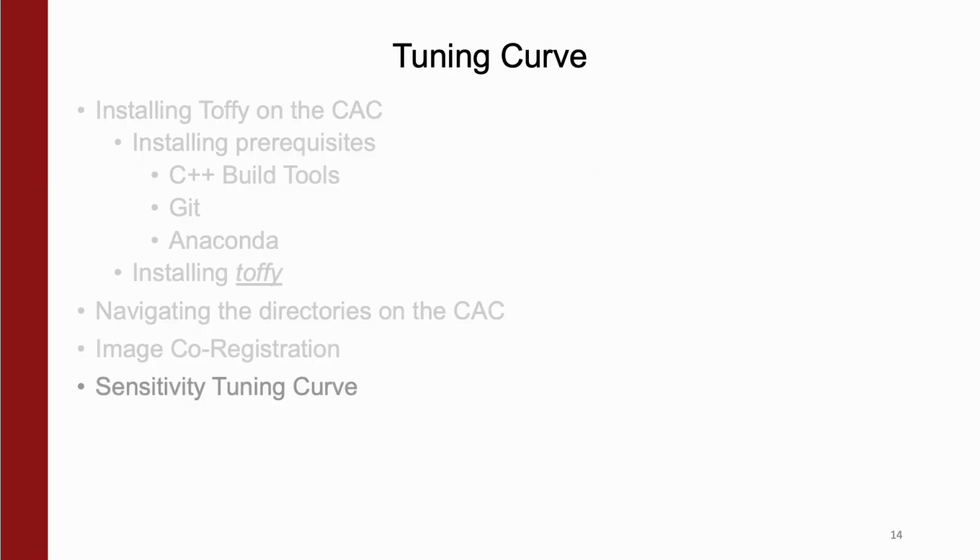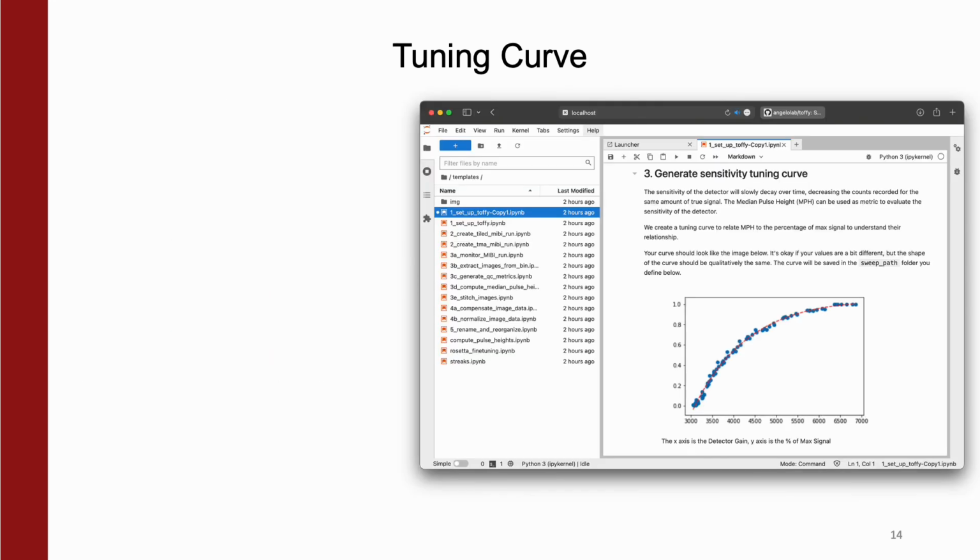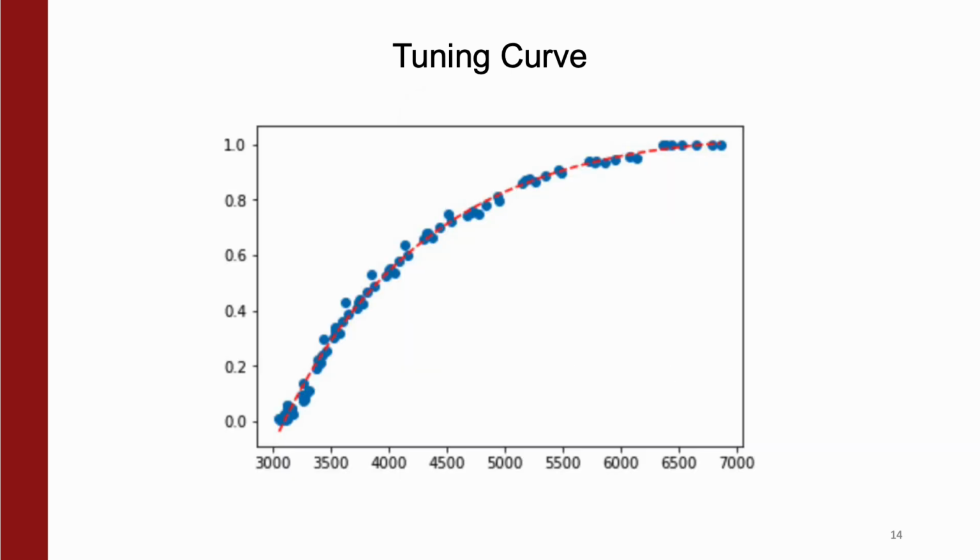Next, we're going to generate the sensitivity tuning curve. The sensitivity of the detector will slowly decay over time, decreasing the counts recorded for the same amount of true signal. We use median pulse height as a metric to evaluate the sensitivity of the detector. Head down to section 3 of the first notebook, and we'll create the following curve.